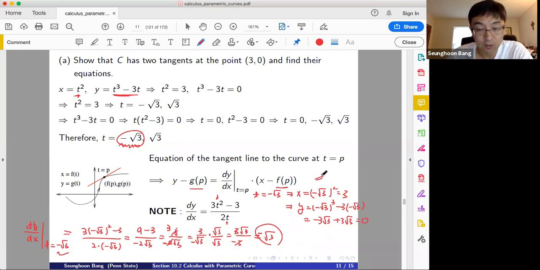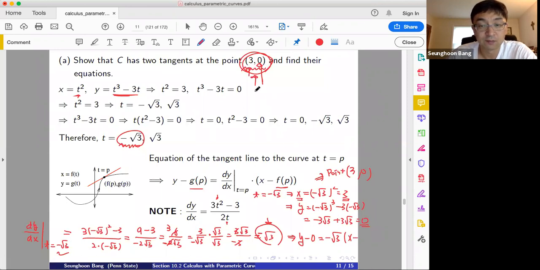So we have one point. What's the point on the curve? This point is here: x component 3, y component 0. You don't need to find this kind of thing because the point is given. So only find the slope. What's the equation of a tangent line? y minus the y component 0 equals the slope, minus root 3, times x minus the x component 3. So we have y equals minus root 3 times x minus 3. This is one equation of a tangent line at t equals minus root 3.